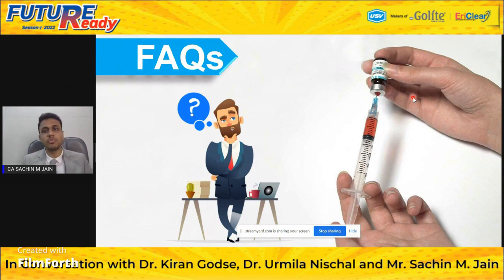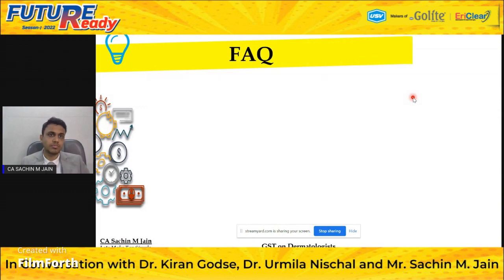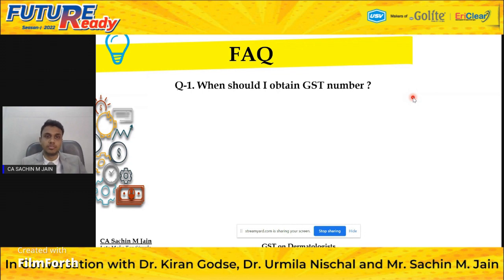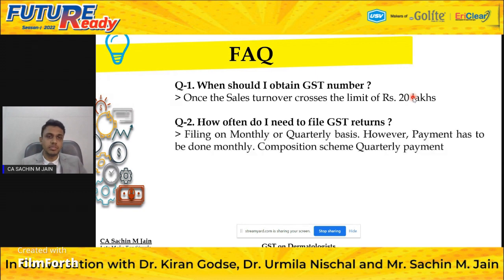So here are a few questions which generally come up. Here's the first one. When should I obtain a GST number? I hope, as we discussed previously, it is clear that we need to obtain GST once our turnover crosses the limit of 20 lakh rupees. How often do I need to file the GST returns? GST returns need to be filed monthly or on a quarterly basis, and payment has to be done on a monthly basis. For the composition scheme, it has to be done on a quarterly basis.